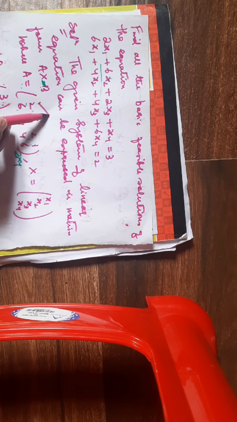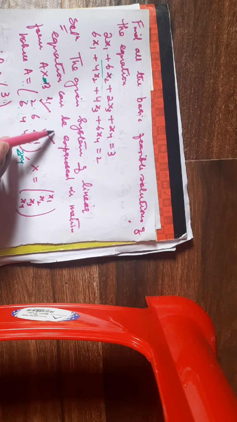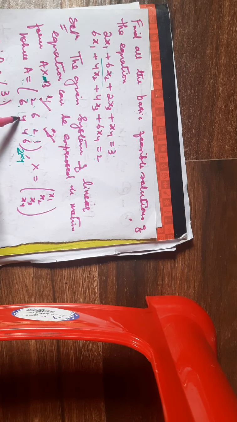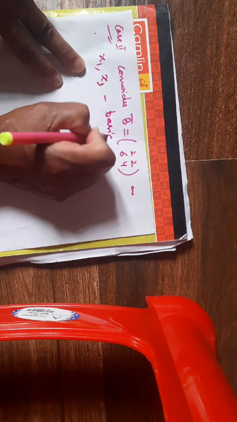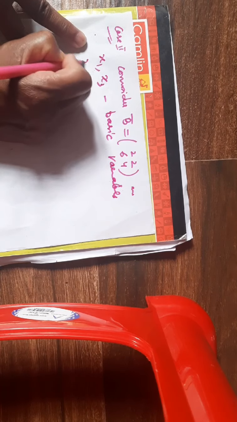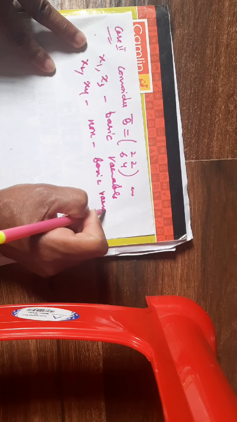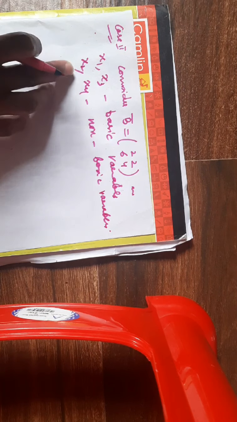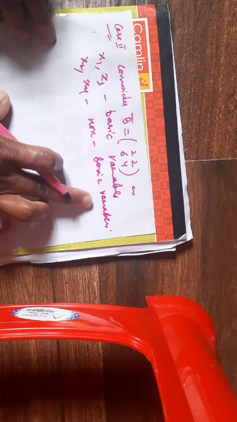By considering B bar is equal to 2264. So 2264 is obtained by considering the first column and the third column. So that means the basic variables in this case will be x1 and x3, and the non-basic variables will be x2 and x4, because the coefficients of x2 and x4 are not associated to this submatrix B bar. Therefore, they are the non-basic variables.